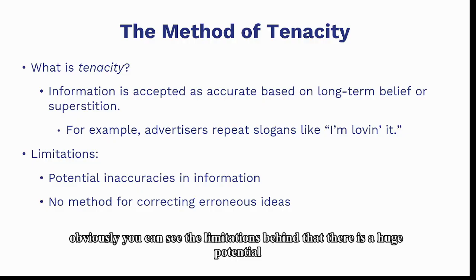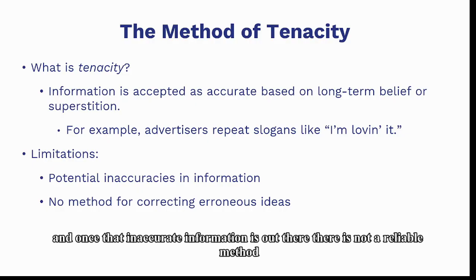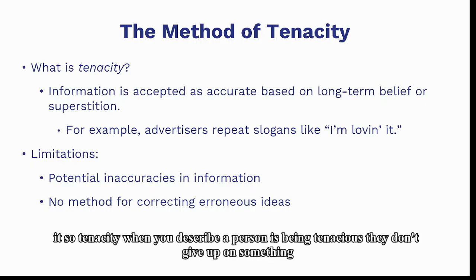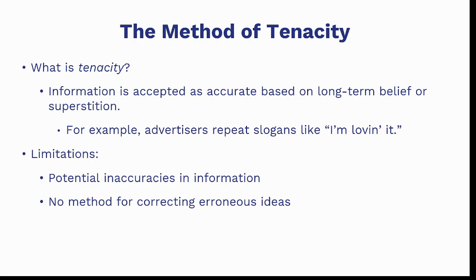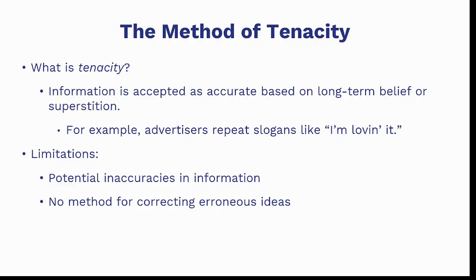Obviously, you can see the limitations behind that. There is a huge potential for just inaccurate information to go around. And once that inaccurate information is out there, there is not a reliable method for correcting those erroneous ideas. They are embedded in the population, and that's it. So tenacity, when you describe a person as being tenacious, they don't give up on something. So an idea that is gathered through the method of tenacity is a long-held belief. Whether or not we have proof out there to say that it is not true is a different story.